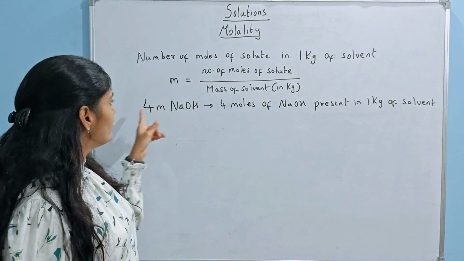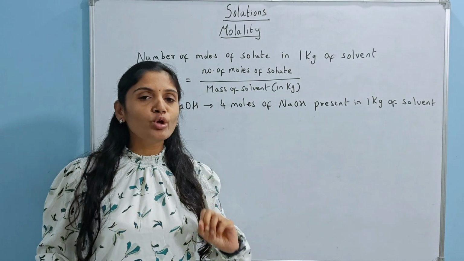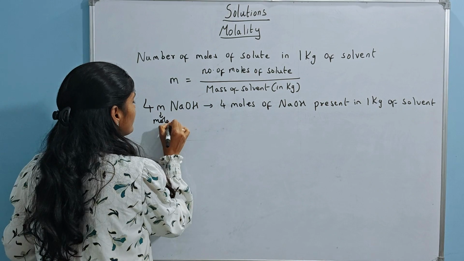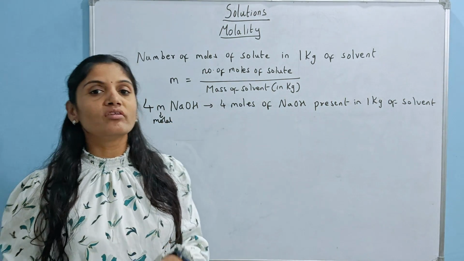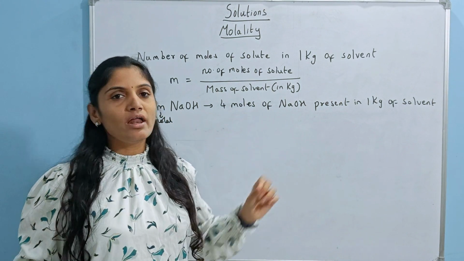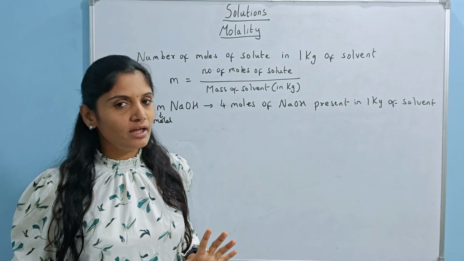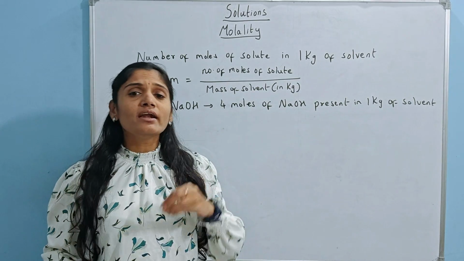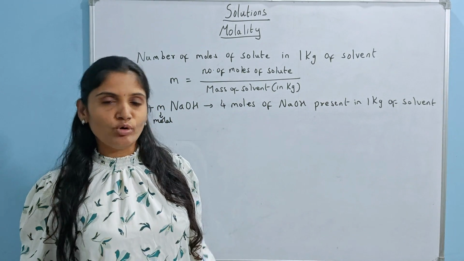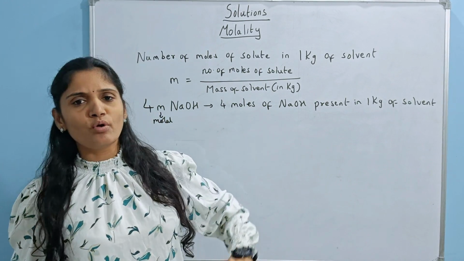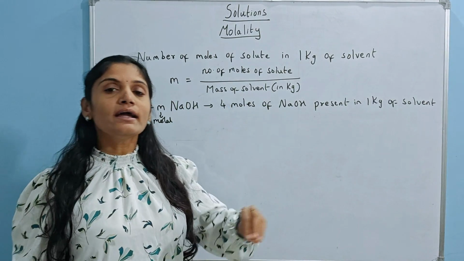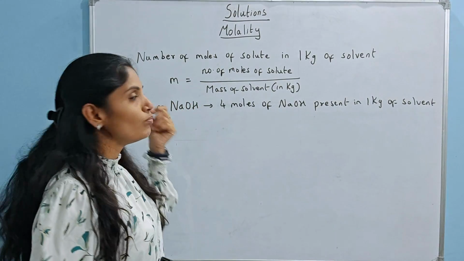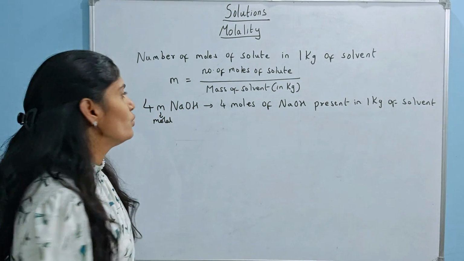Now here, when someone says 4 molal, how do you pronounce molal? If you want, you can write here. If someone says 4 molal NaOH, what does it mean? 4 moles of NaOH present in 1 kg of solvent. Now, what else can I get from this data? If someone says 4 molal NaOH, is this the only data we can get from it? No, we can get a lot more information from this simple term.